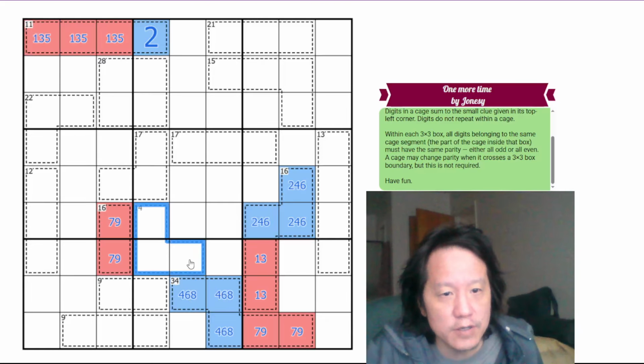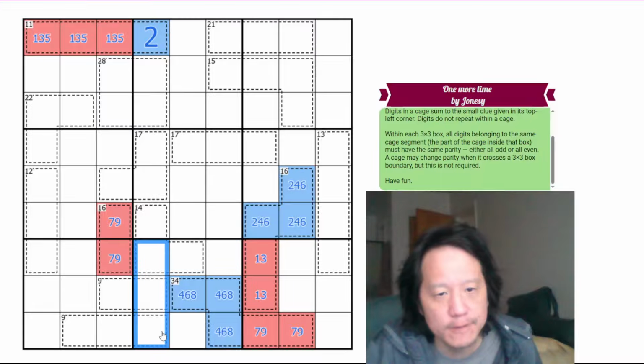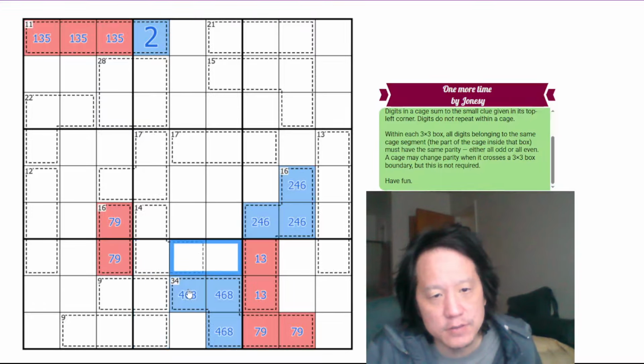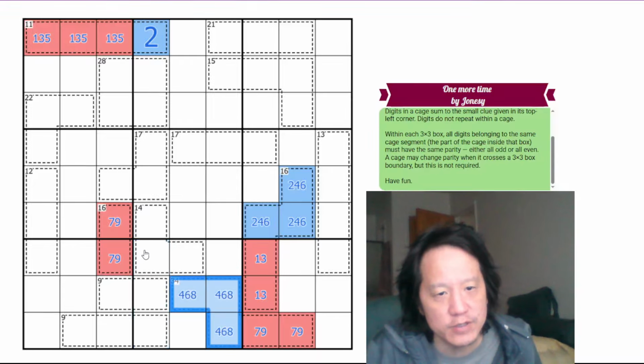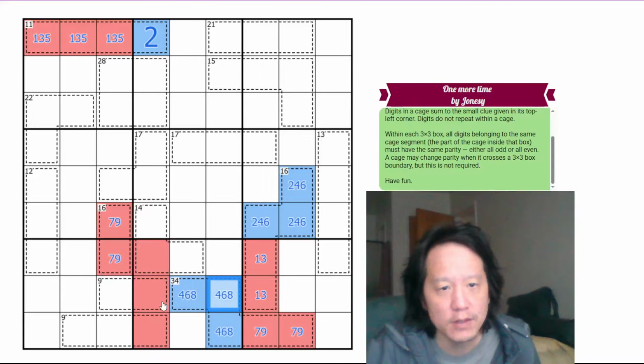What else do we have? So where is 2 in this lower central box? It cannot be here. These digits cannot be 4, 6, 8 because of the 4, 6, 8 triplet. And they can't be 2, so these are all odd digits.